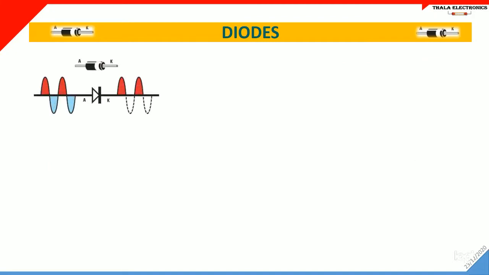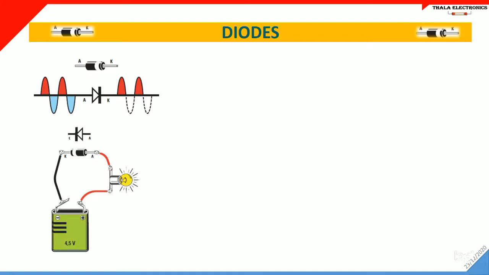How does the diode work? When we supply the diode with alternating voltage at the anode, at the output we get only the positive half waves. All the negative half waves are suppressed by our diode.